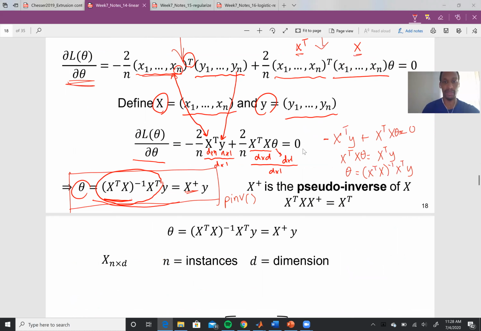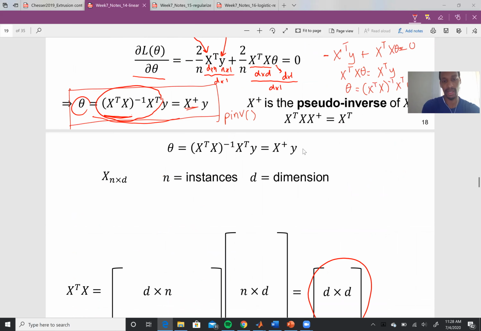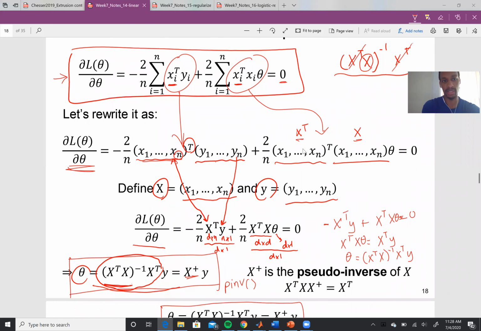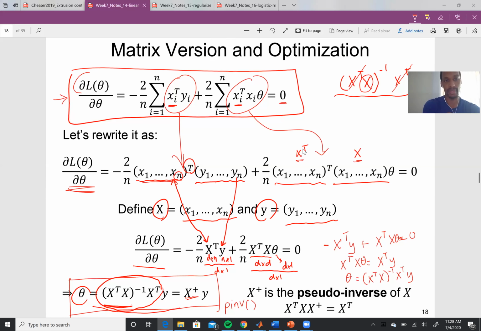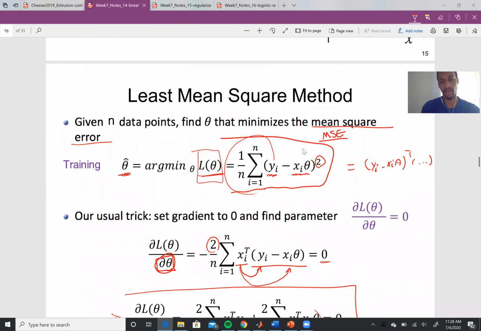Okay, so now we've established that this is how you find these optimal parameters that minimize your loss function, defined as the mean square error.